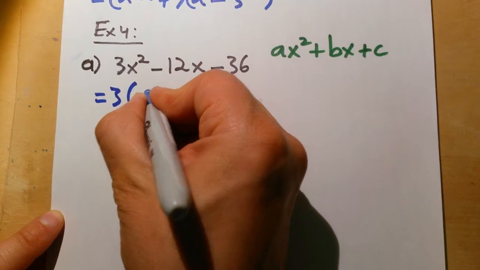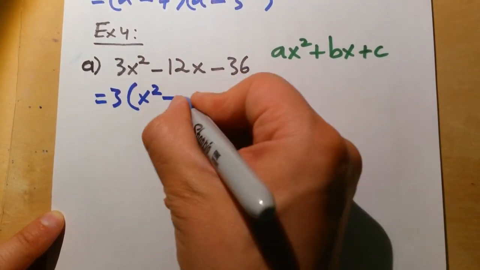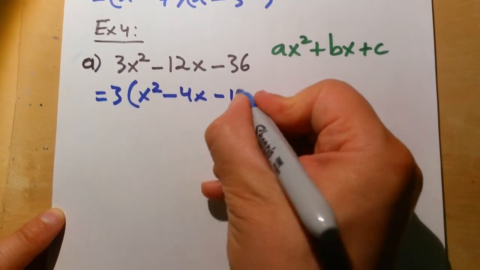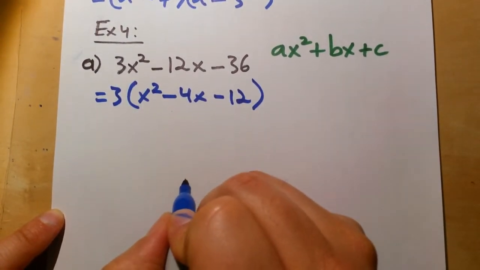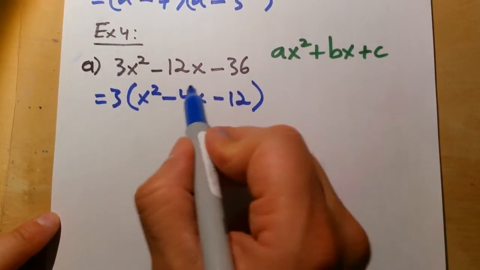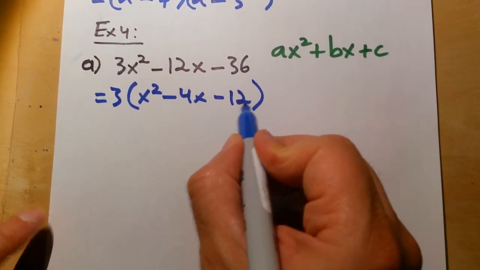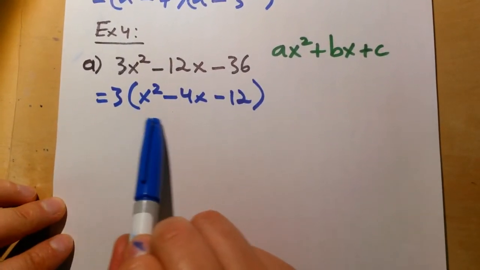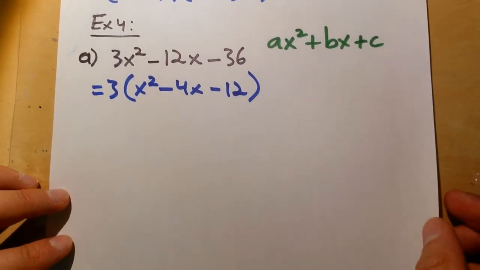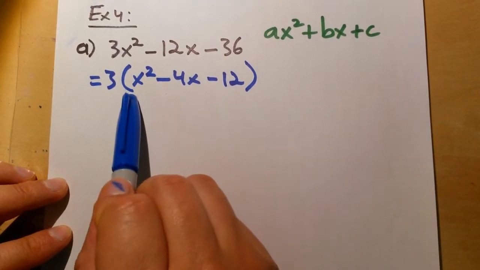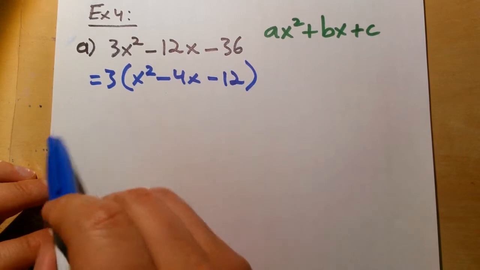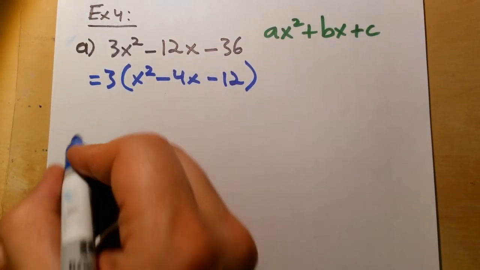Open brackets, this gives us x squared minus 4x, and minus 12. So we factor the 3 out of this expression, and now we're left with this expression in the brackets. Now this expression in the brackets is a simple trinomial, so we can use the technique that we have just learned to factor simple trinomials.